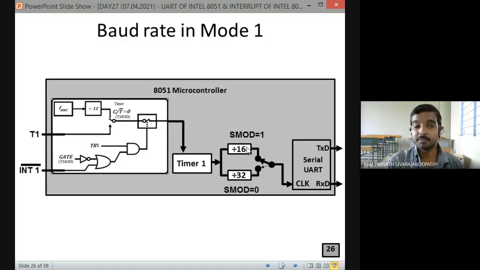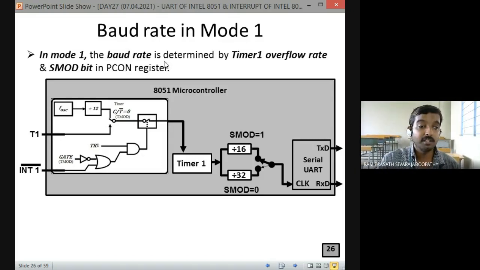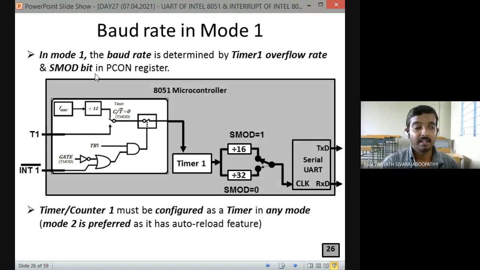Fine. See, problems பார்த்தோம்னா clear-ஆ புரியும். As of now, what we have to understand? In mode 1, the baud rate is determined by timer 1 overflow rate and SMOD. ரெண்டு parameter depend பண்ணியிருக்கு baud rate, in the case of mode 1 and 3. So timer 1 must be configured as timer in any mode. But mode 2 we are preferring as it is auto reload. Mode 2 தான் நம்ம prefer பண்றோம் because it is having the capability of auto reload.